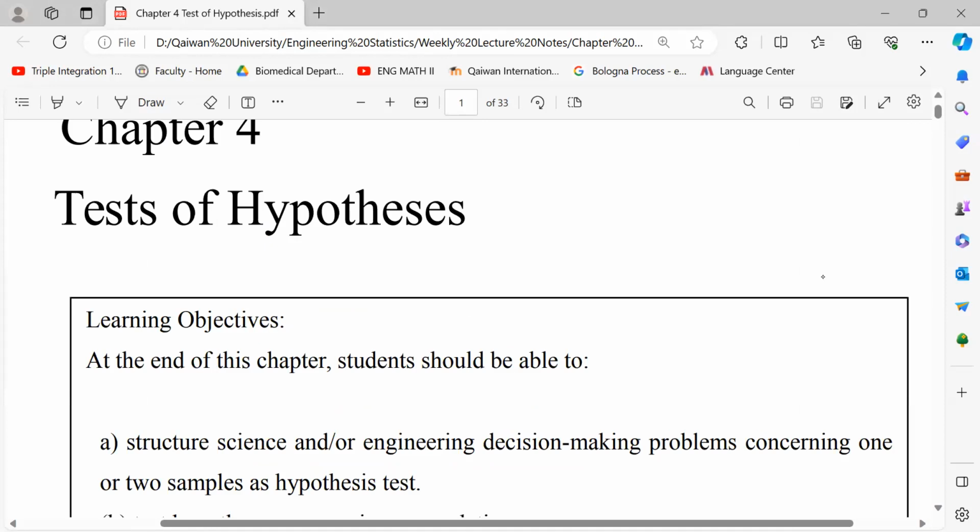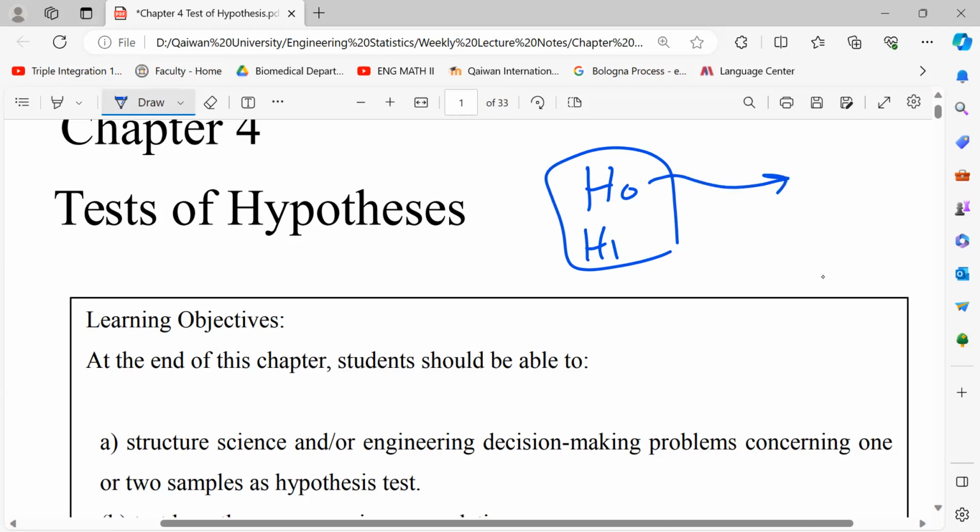In test of hypothesis, we have two hypotheses, H naught and H1. Generally, in this chapter, H naught is something about mean, about variance, about the difference of means, about the proportions, okay? And H1 is another statement about the same thing, but these two are different.